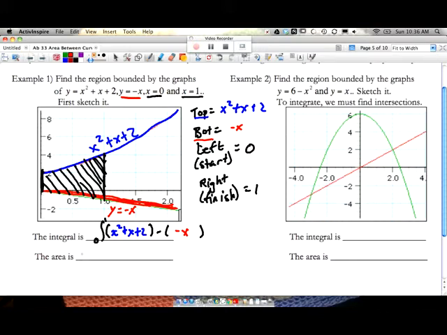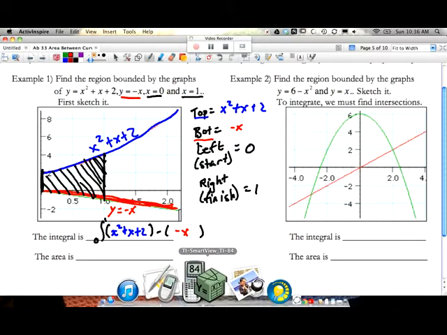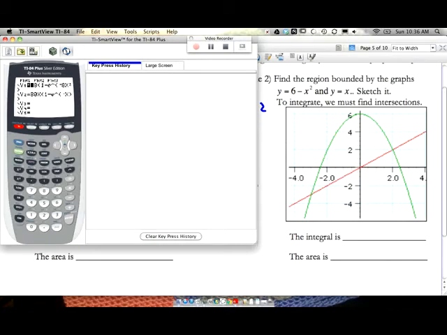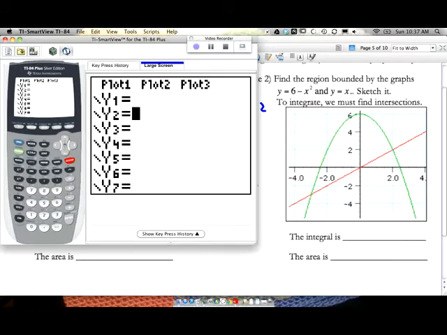All right, next it says the area is. Well, we're going to calculate that. So I need my trusty calculator here. I'm going to go through and restart some of this stuff from scratch.